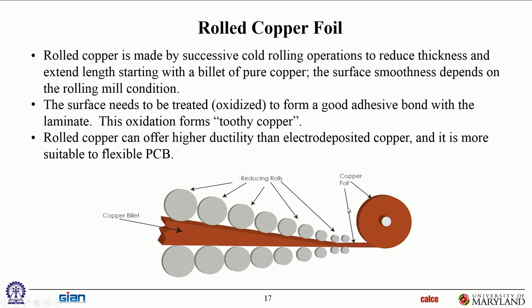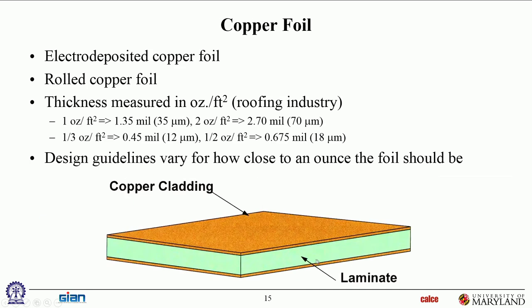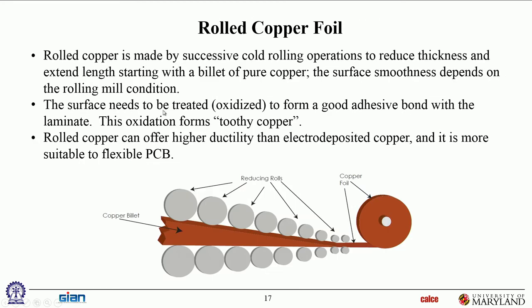And then the surface has to be treated because this is what's going to be bonded to the laminate, so you need good adhesion. So usually there's a fairly expensive surface treatment that goes on in order to form good adhesion capabilities with the composite, with the laminate.